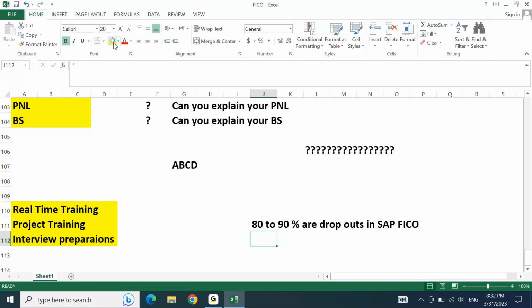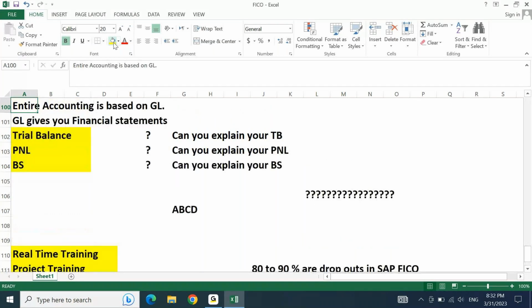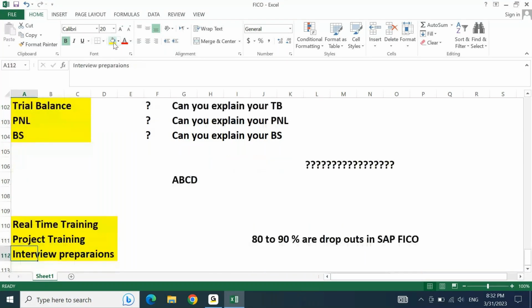Any doubts so far? Any questions, anyone? No, sir. Sir, no, but if someone is there, sir, what is the option left to him? Should he drop out of the company itself to prepare again, or should he continue and prepare simultaneously?